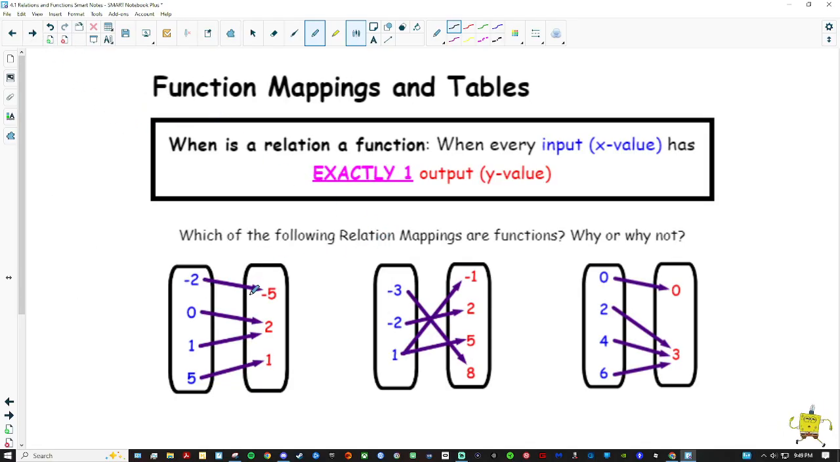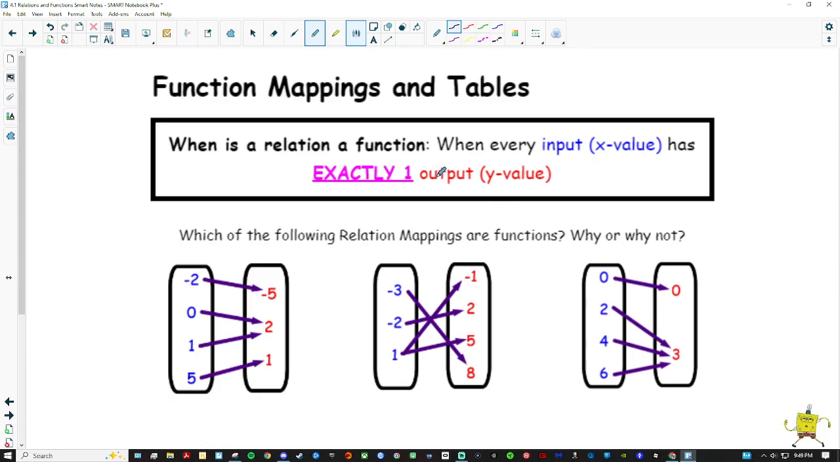Alright, so these are called mappings. A mapping is where we have an oval on the left. These are our x values, and we have an oval on the right. These are our y values, our input and our output. And our goal is to figure out, when is a relation considered a function? A relation is a function when something special happens, when every input, x value, has only one output.